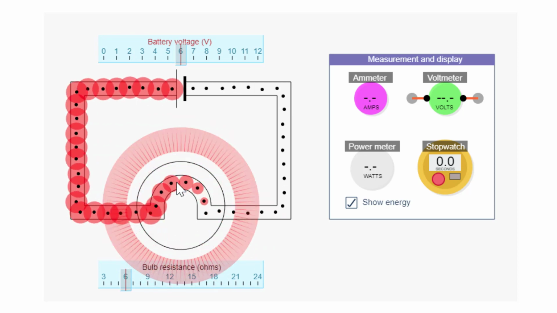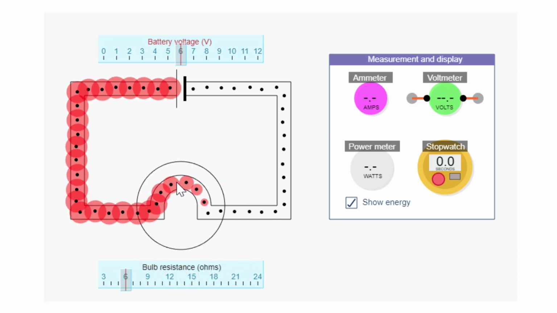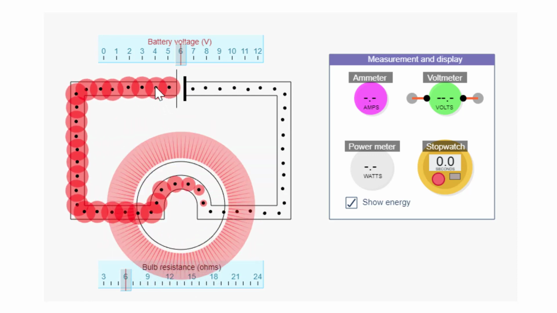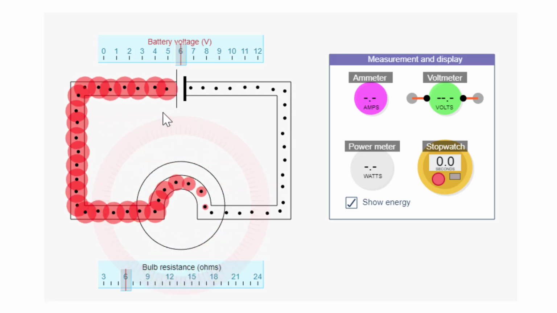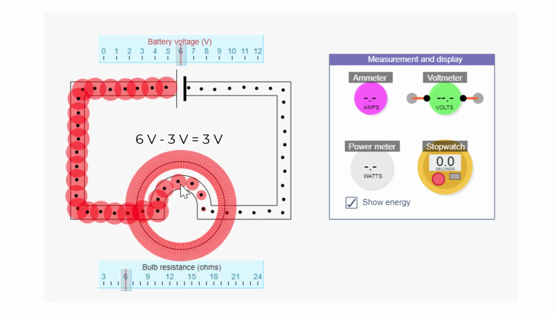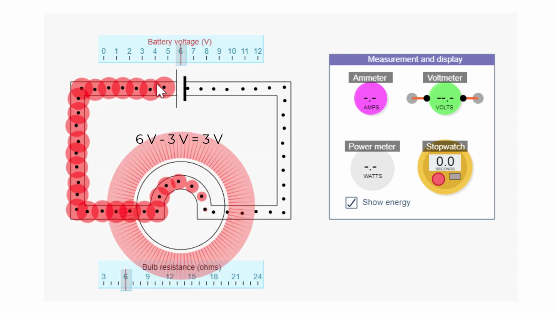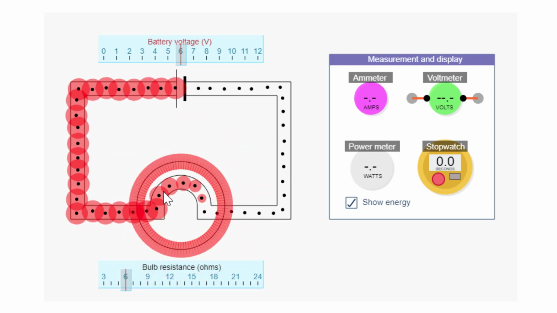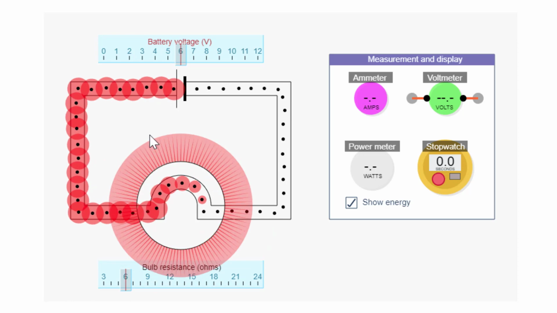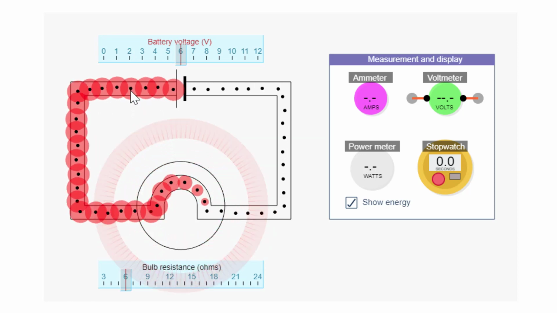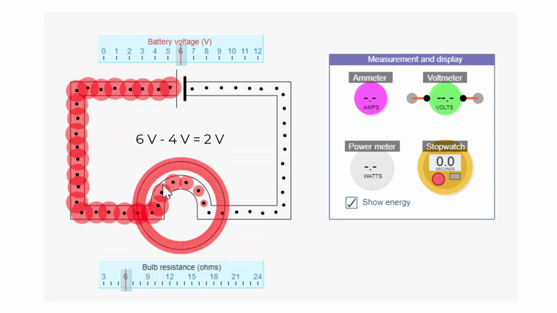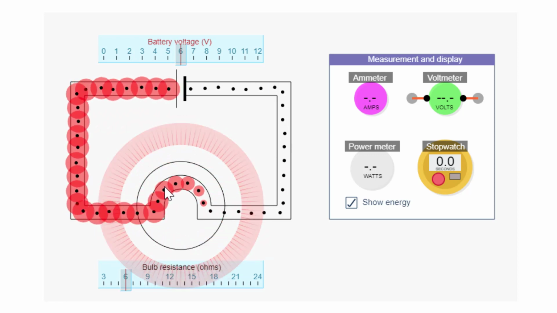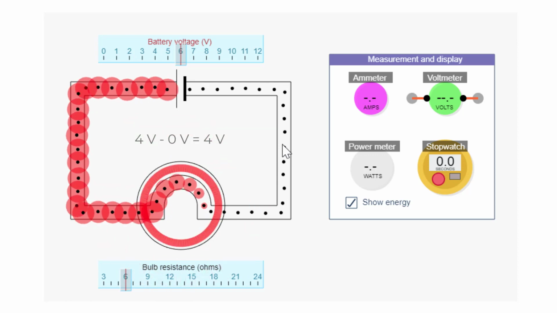This point here is at about 3 volts, a potential of 3 volts, so the potential difference between this point and this point is 6 minus 3, which is 3 volts. That's a difference between 6 and 3. The potential here is about 4 volts, so the potential difference between this point and this point is the difference between 6 and 4, which is 2. The difference between this point and this point is the difference between 4 volts and 0 volts, which is 4 volts.